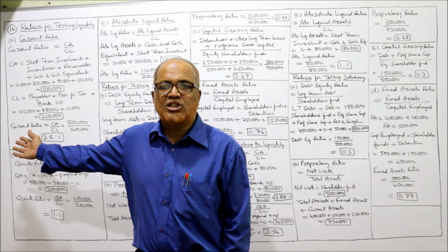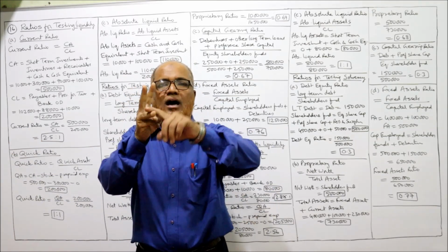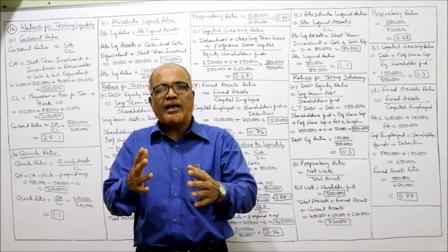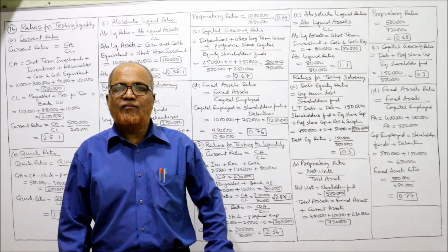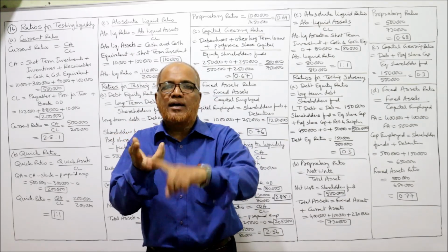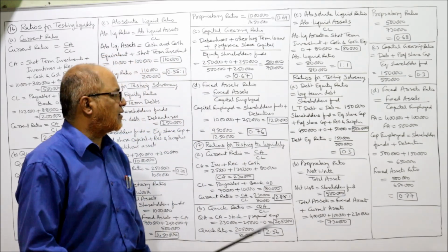Already in the previous 16th problem, I told you the liquidity ratios: 3 ratios will apply, current ratio, quick ratio, absolute liquid ratio. But not only liquidity, at the same time we also calculate for solvency. For solvency, we apply debt equity ratio, proprietary ratio, capital gearing ratio, and fixed asset ratio. All these ratios again we calculate.